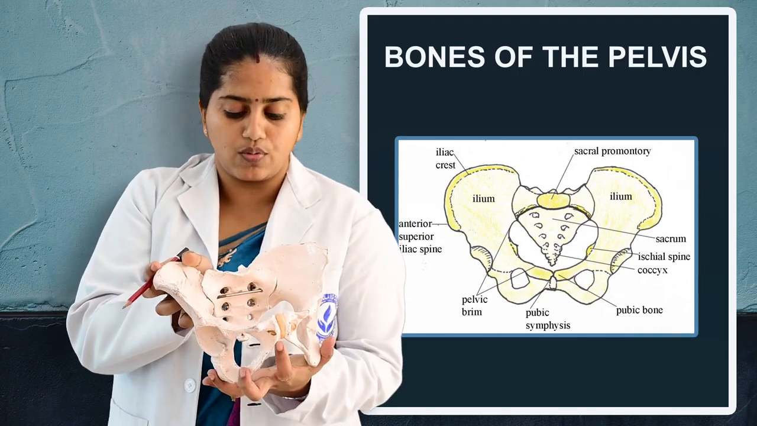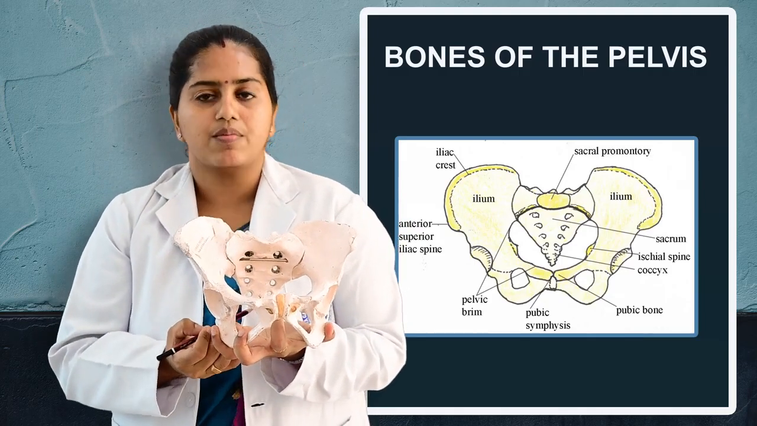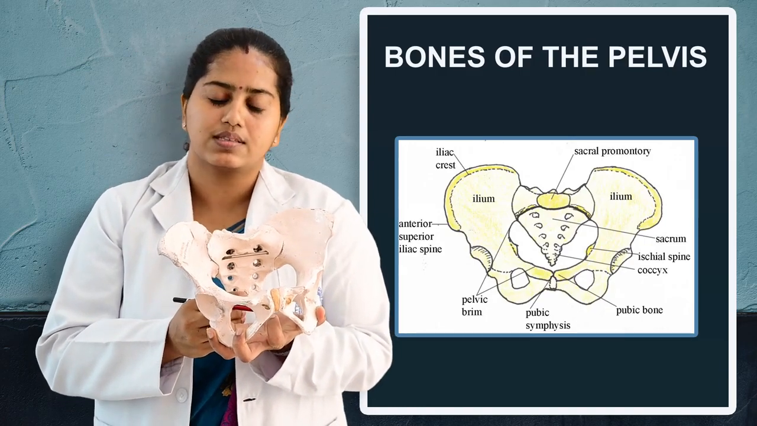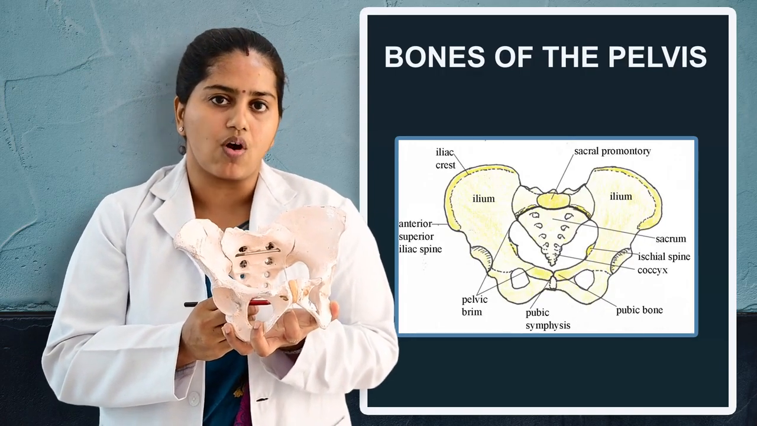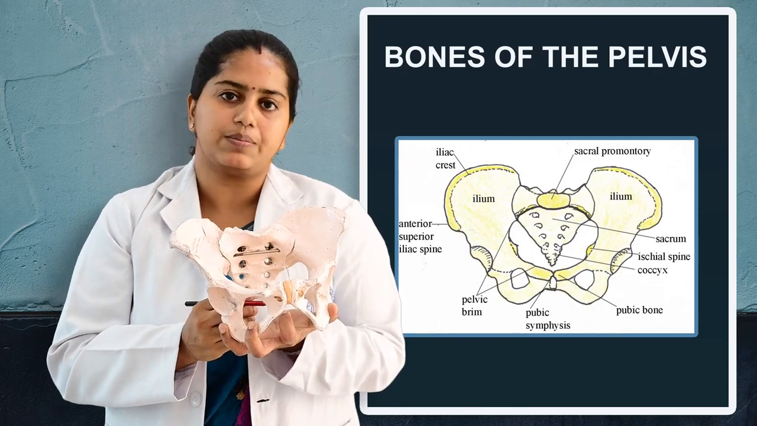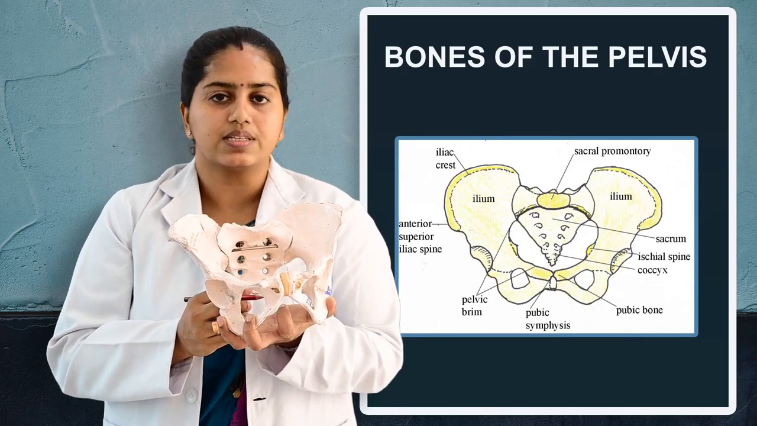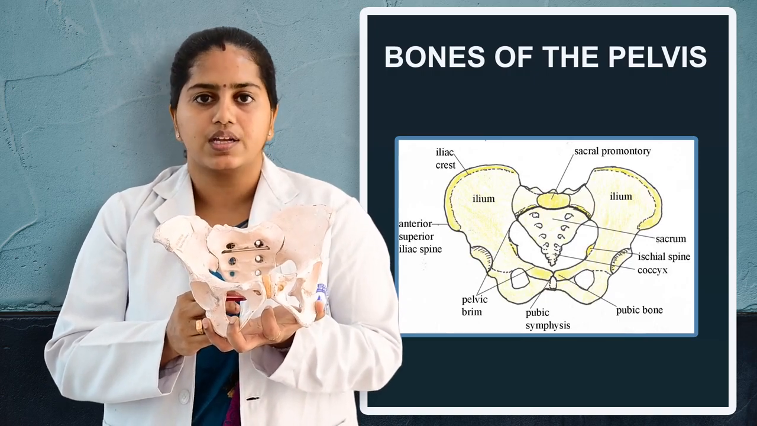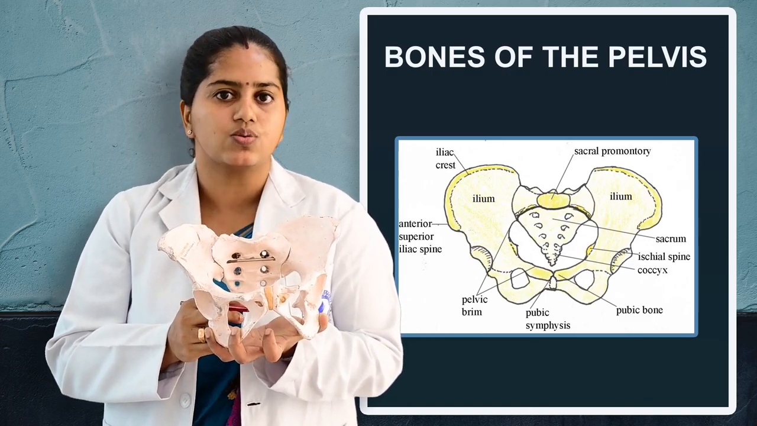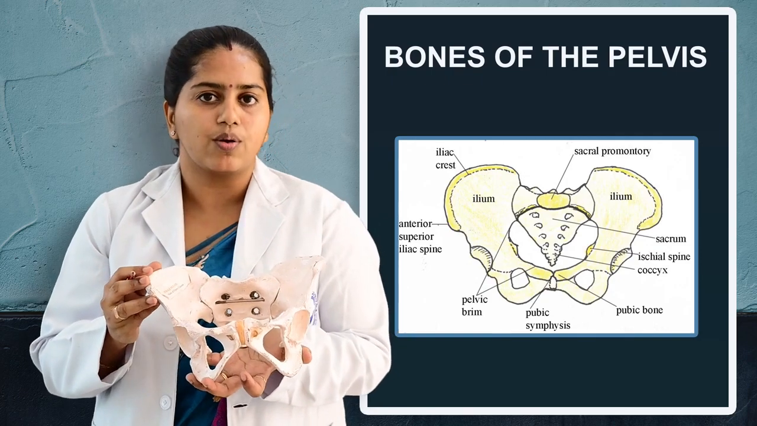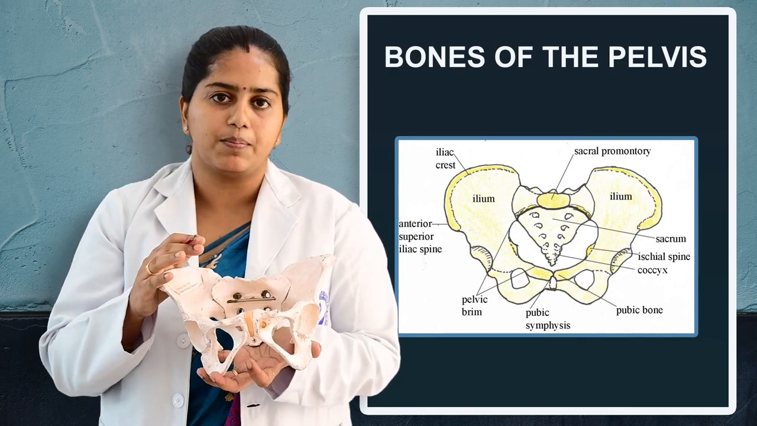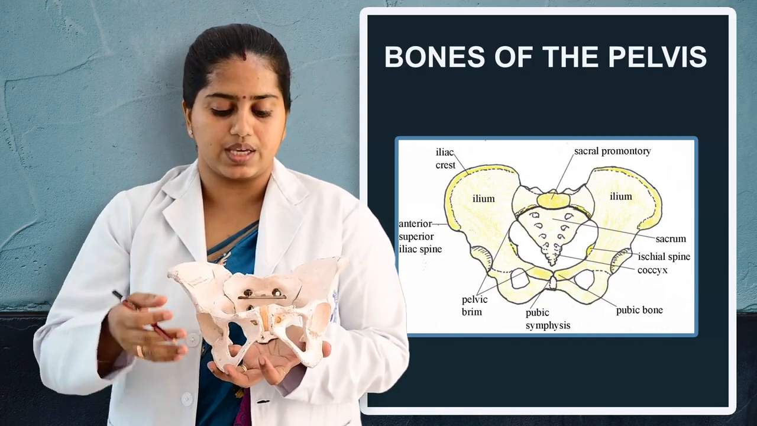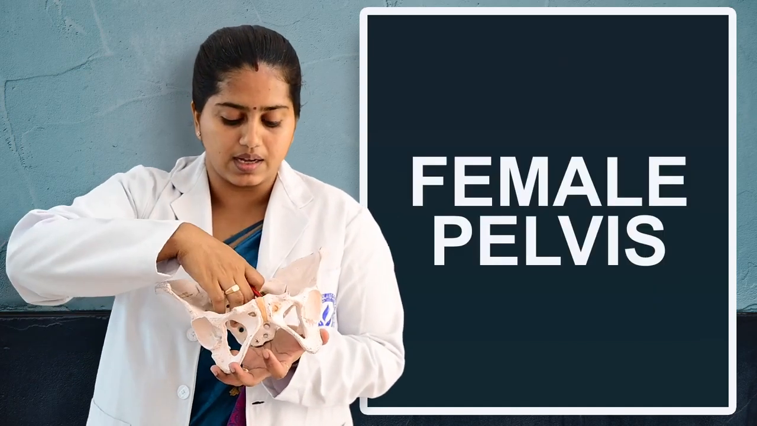At the lower portion of the sacrum, another bone is there, that is known as the coccyx. The coccyx is triangular in shape. It is formed of 4 fused vertebrae. This is known as the vestigial tail. It is helpful during labor. It will move backward and give space to deliver the fetus. So I hope you understood the bones of the pelvis: two innominate bones, the ilium, ischium, pubis, and the sacrum and the coccyx.